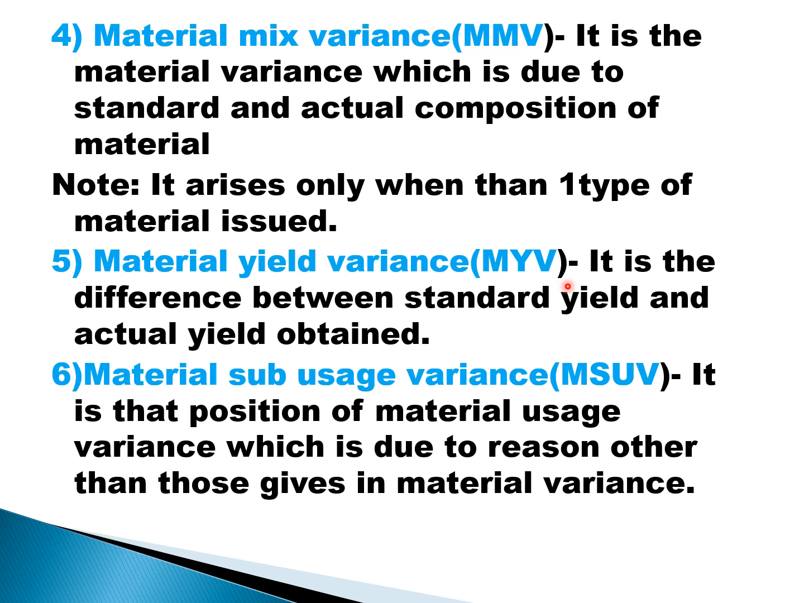It's called MYV. Material sub-usage variance, MSUV. It is that portion of material usage variance which is due to reasons other than those given in the material mix variance. If there is a difference due to any other reasons like evaporation, shrinkage, wastage, or pilferage, then it is called MSUV.